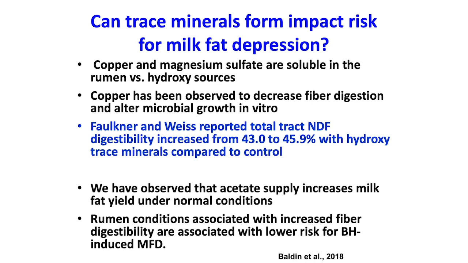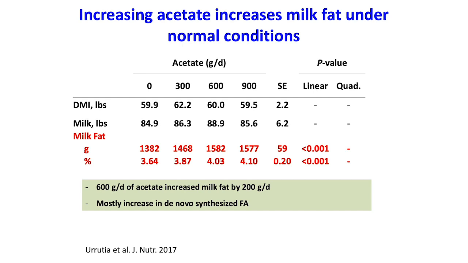So we've observed that acetate supply increases milk fat yield in normal conditions, and rumen conditions associated with increased fiber digestibility are associated with lower risk for milk fat depression. So we wanted to know if it would have an effect there. So just quickly, our acetate data, we see that when we give 600 grams of acetate, we get 200 grams of milk fat. So if you're increasing fiber digestibility, increasing acetate, you'd have the potential to increase milk fat.